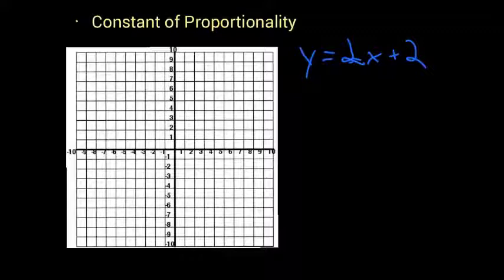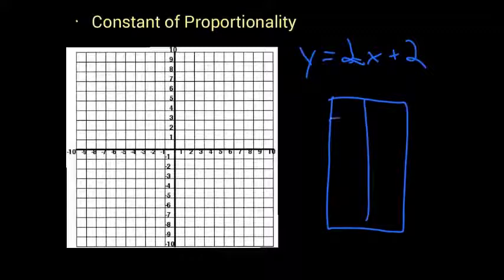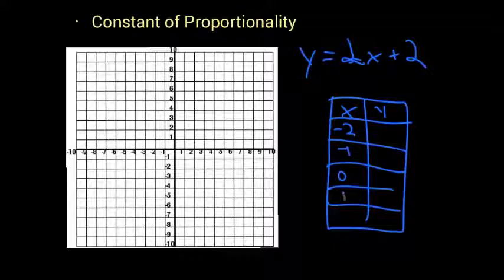Alright, let's go over constants of proportionality. So first we're going to start with the equation, and we need to graph that. So again, start with a chart. So I'm going to just start with -2, -1, 0, 1, and 2. I'll start with my positives, so I'm going to put that 2 in for x.